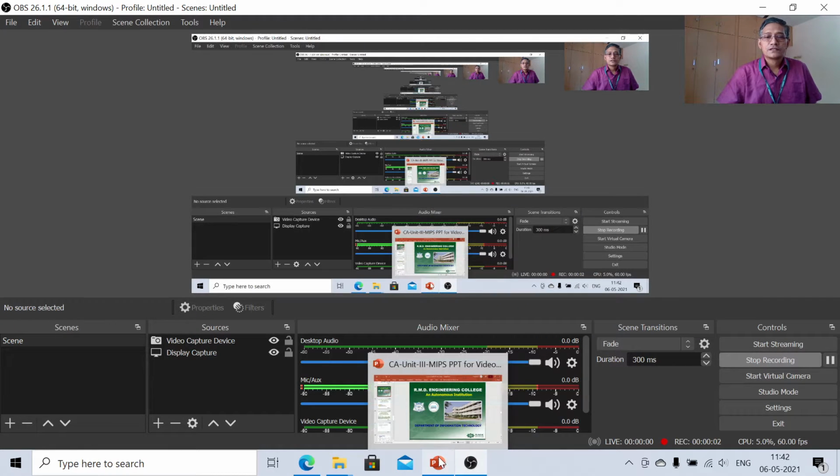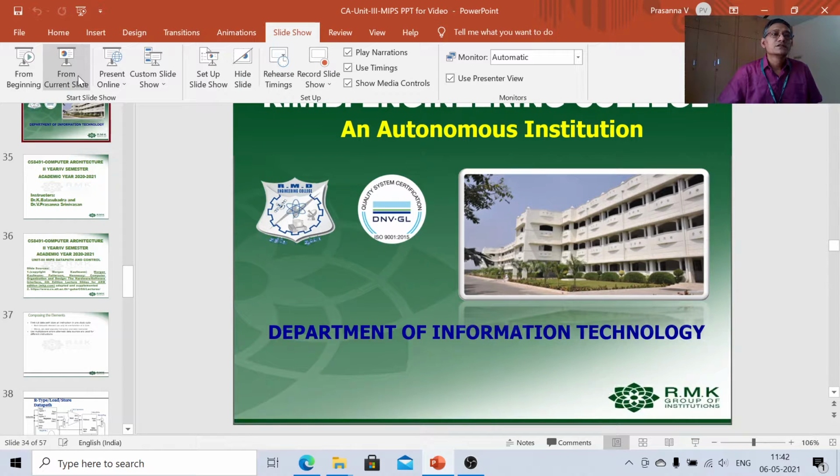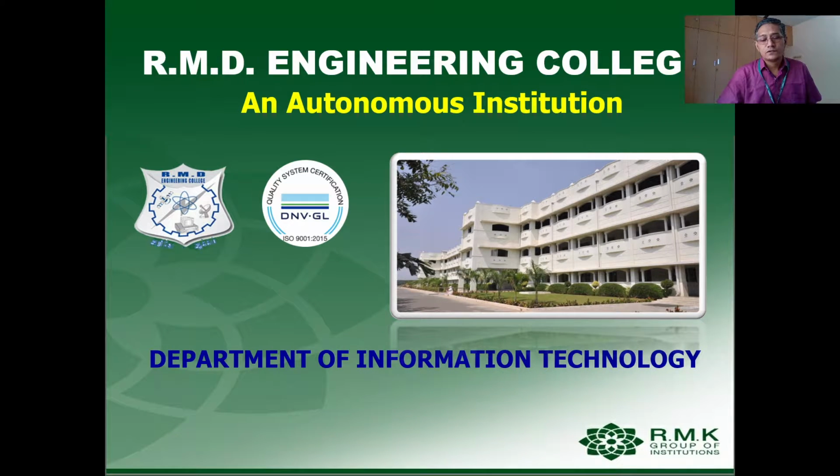Welcome to the series of lectures in the computer architecture course. In the previous few lectures, we have learned building the data path for the MIPS processor with respect to the instruction fetch stage and then the decoding stage with respect to R-type instruction, memory reference instruction, and then branch instruction.